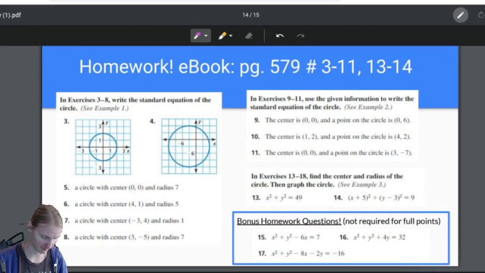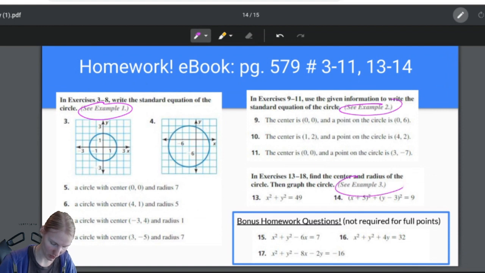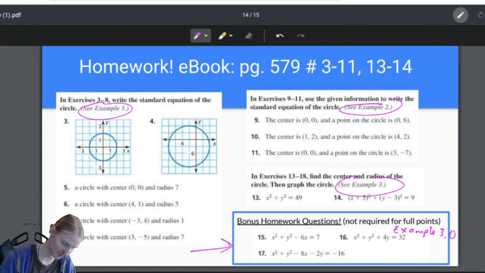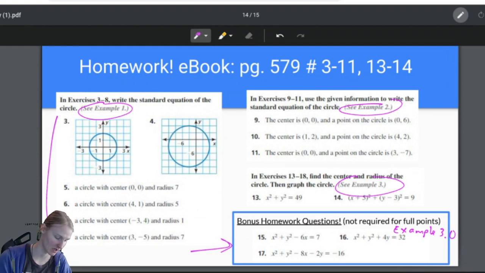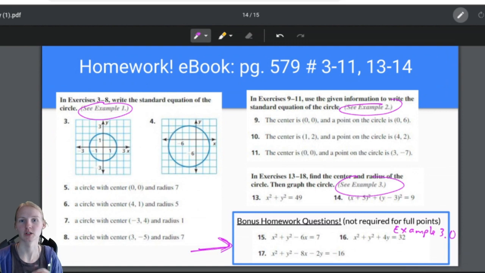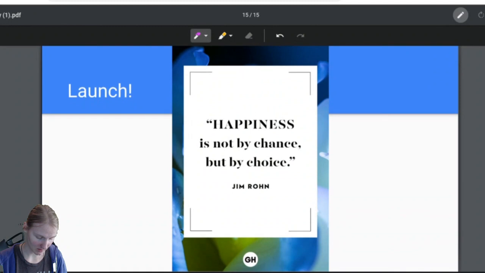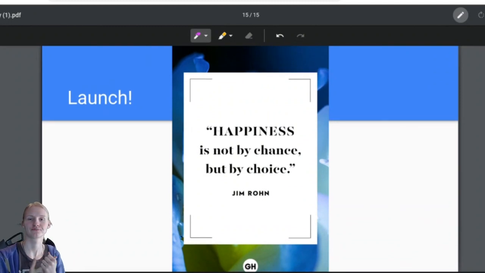Okay, your homework. Questions like example 1, questions like example 2, questions like example 3, and then you've got your bonus, which is like example 3.0 that we did at the end there. So yeah, not so bad. And you could see that some of these in the beginning really did not take long at all. The one that took us the most amount of time was the one for the bonus questions, which is why they are bonus.